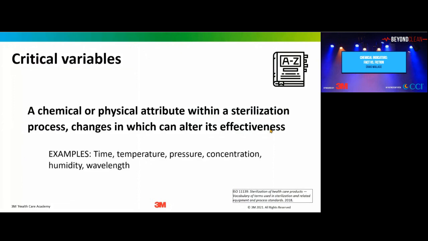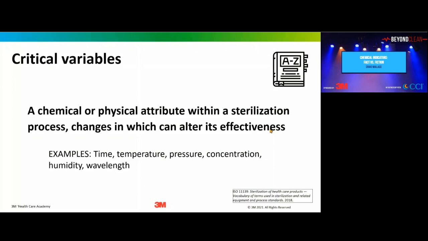These are process variables. And the difference between a process variable and a critical variable is that a critical variable, if you change it, say you reduce time, if that's a critical variable, you're going to directly change the lethality or the effectiveness of the process. So critical variables have a direct impact on how well the process works.